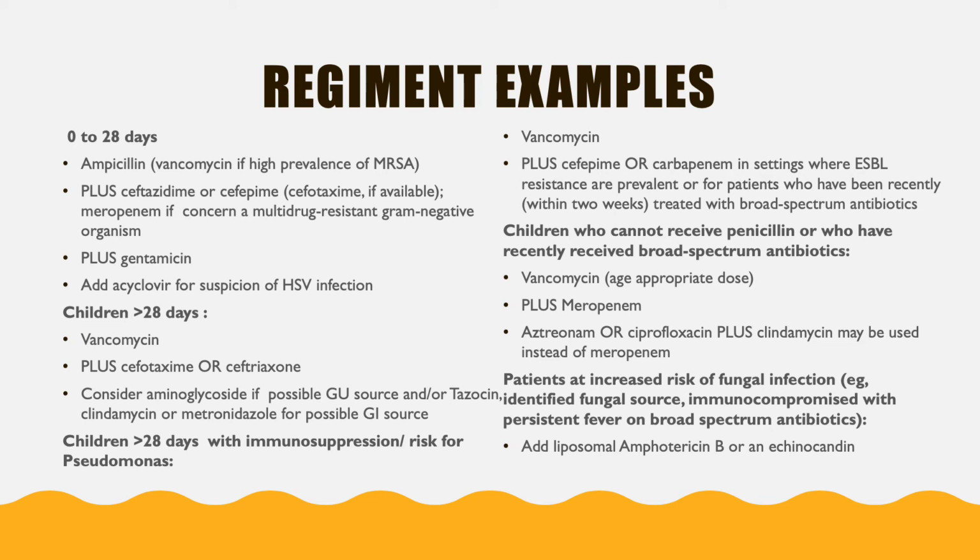Look for other sources, for example genitourinary or gastrointestinal sources, that might need you to consider starting an aminoglycoside in some patients. And then also very important is looking for patients who are at increased risk of fungal sepsis, particularly patients who are immunocompromised, who are not responding to your antibiotics, patients whose platelets drop, or patients who have an identified fungal source. In these patients, we can then add something like amphotericin B or an echinocandin like micafungin.